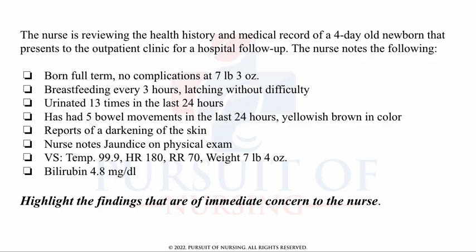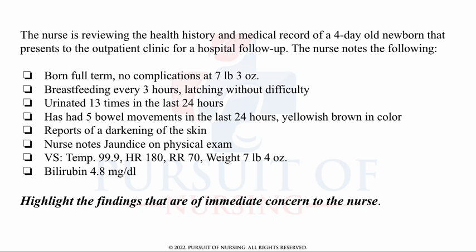All right, a highlight in text style question testing knowledge of physiological integrity. The nurse is reviewing the health history and medical record of a 4-day-old newborn that presents to the outpatient clinic for a hospital follow-up. The nurse notes the following. The baby was born full term, no complications, 7 pounds, 3 ounces. The mother has been breastfeeding every 3 hours, and the baby has been latching without difficulty. The baby has urinated 13 times in the last 24 hours, has had 5 bowel movements in the last 24 hours, which have been a yellowish brown in color.